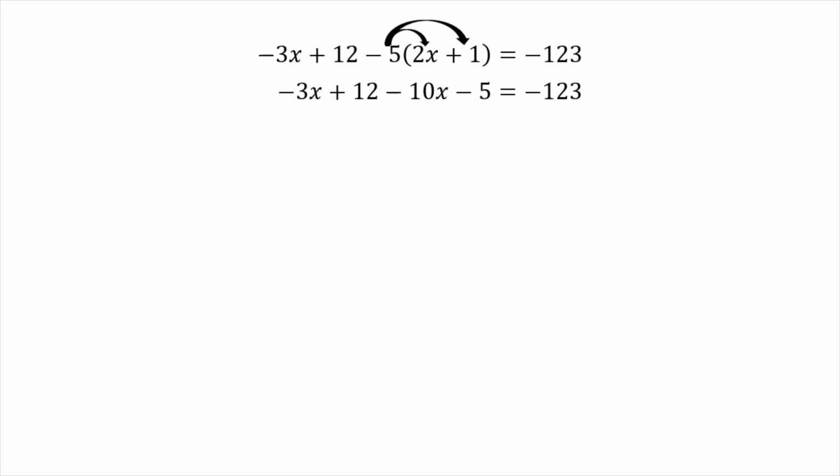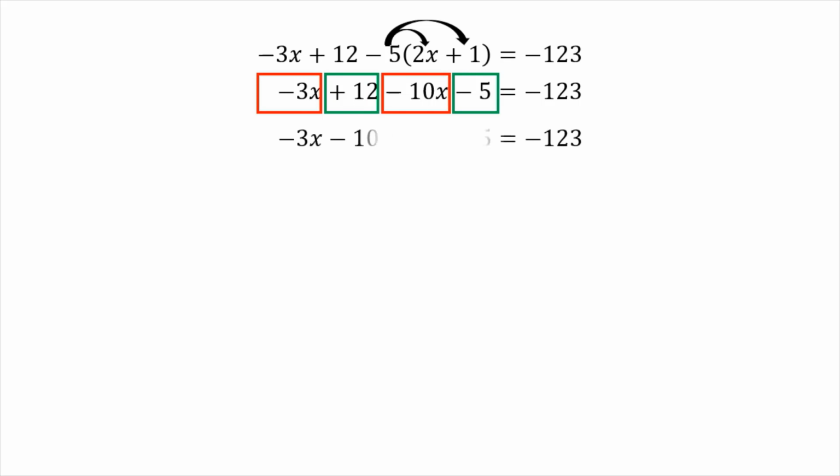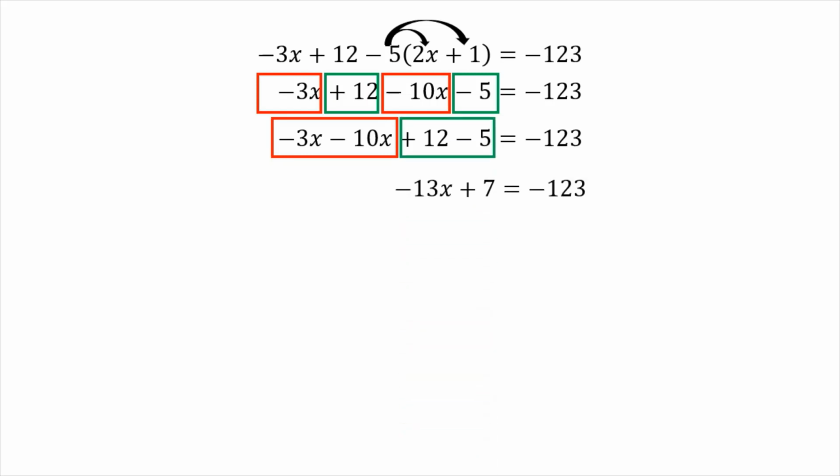Okay, and then our next step is to combine some like terms. So we have our variables, negative 3x, negative 10x, and then we have our constants, positive 12 and negative 5. So let's rewrite the equation with our variables all together and our constants all together. So this is negative 3x minus 10x plus 12 minus 5. And when we simplify that, we get negative 13x plus 7 is equal to negative 123.